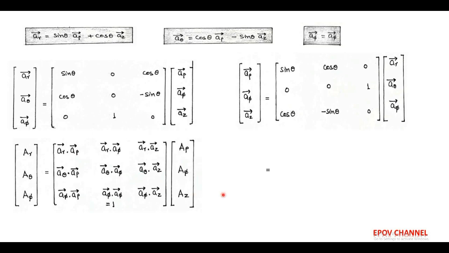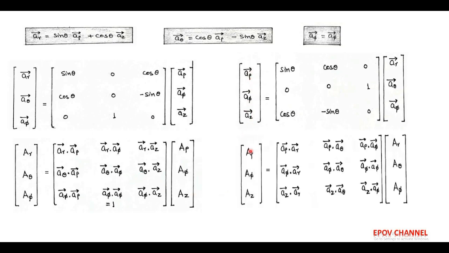This is also applicable in determining the magnitude components of the cylindrical coordinate system, that is capital A rho, A phi, and A z. Here again, in the square matrix, the values of the dot products are the same as the above square matrix.